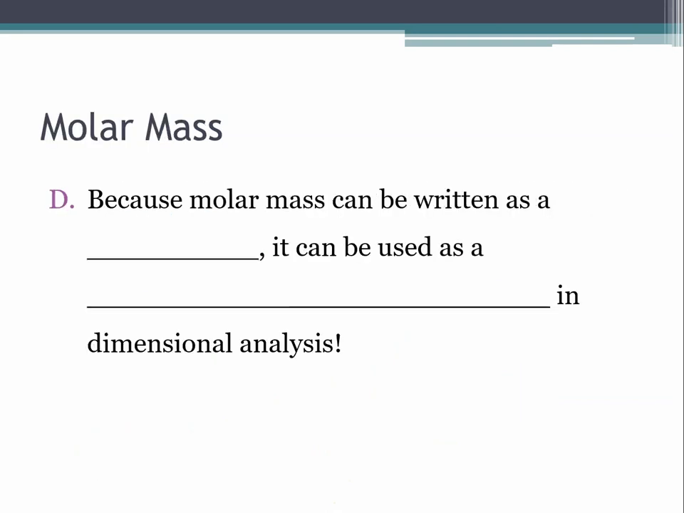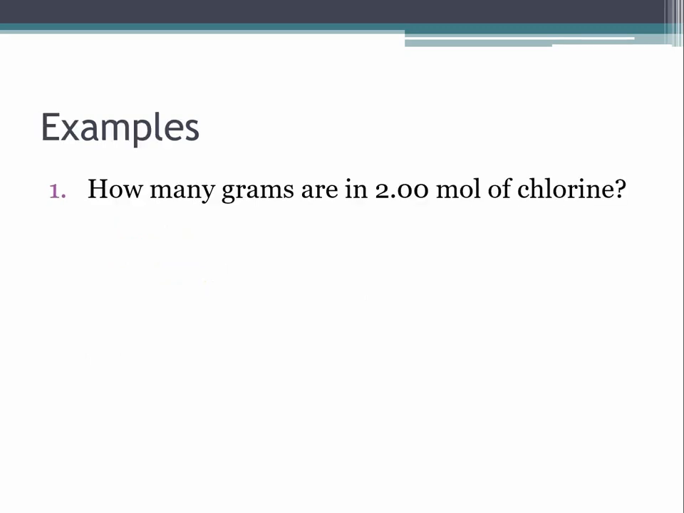All right, last bullet here. Because molar mass can be written as a fraction, it can be used as a conversion factor in dimensional analysis. Just like we used Avogadro's number to go back and forth from atoms to moles, we can use the molar mass to go back and forth from grams and moles. So our first example here says how many grams are in 2.00 moles of chlorine.